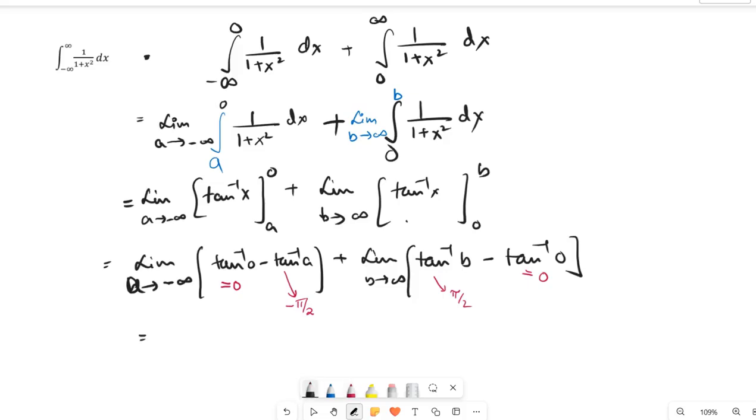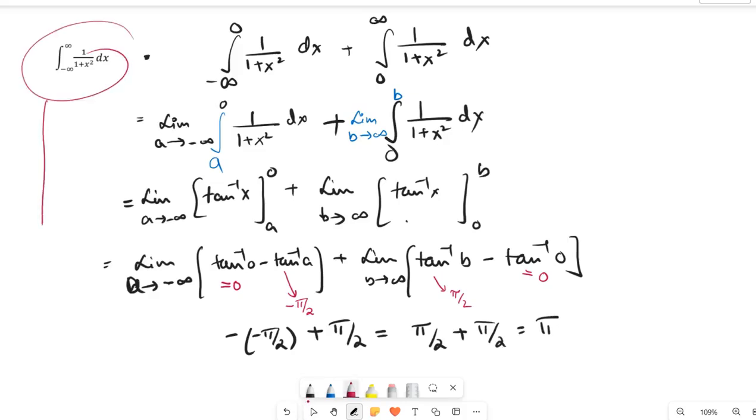So basically, when we take the limits, negative of negative pi by 2 plus the second one is just pi by 2, and minus 0 we do not need to write. We have pi by 2 plus pi by 2, which is pi. So what are we going to answer? Our given integral converges to pi. That's your final answer.